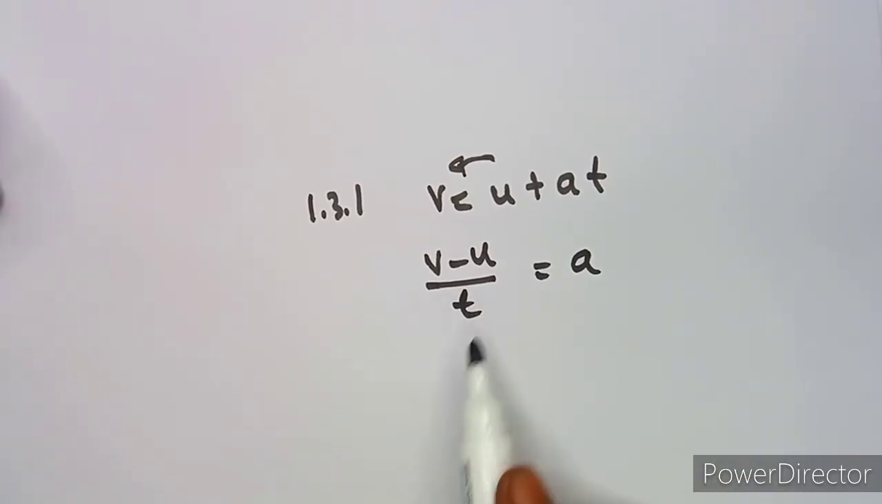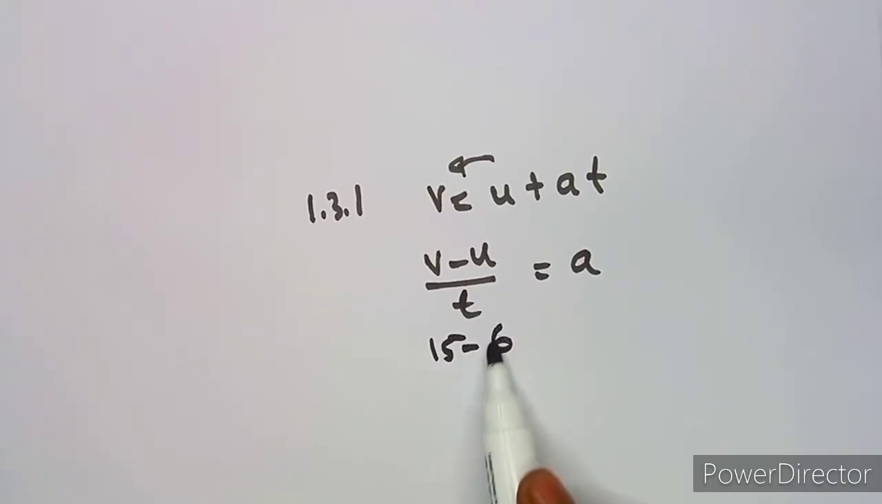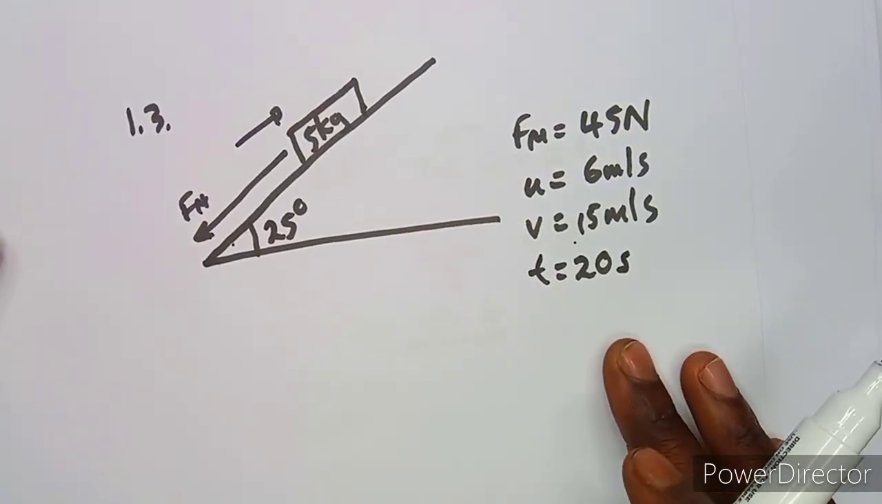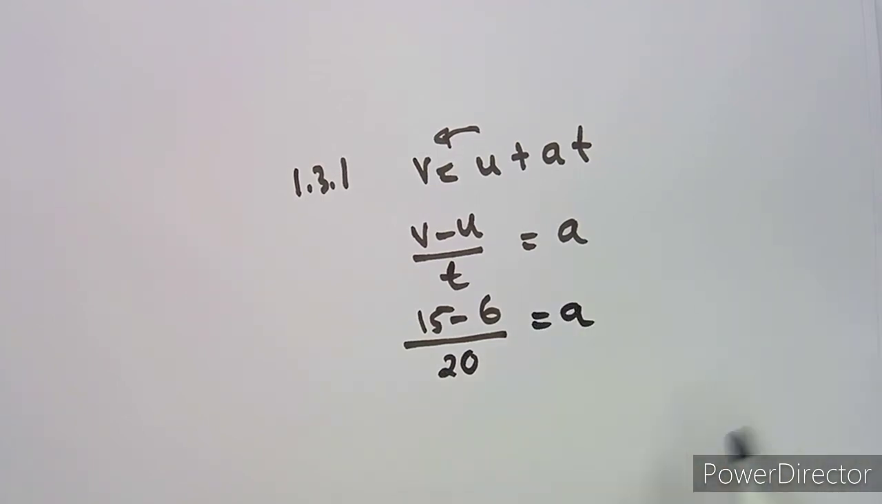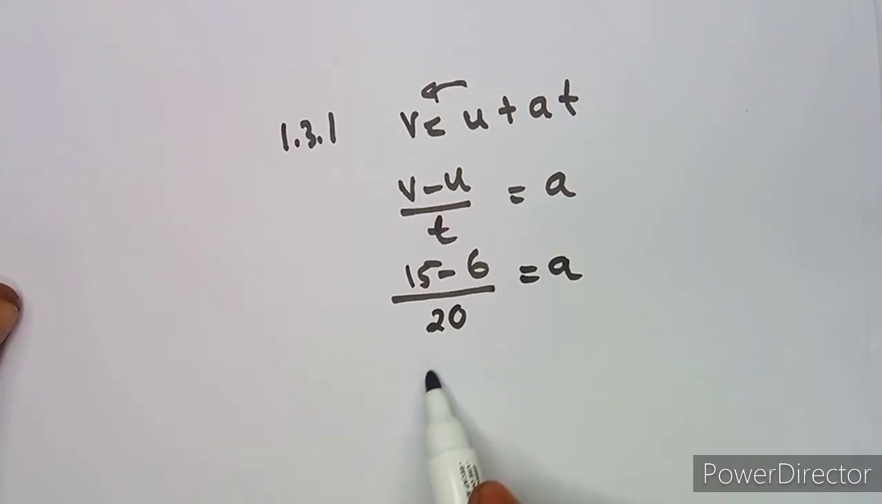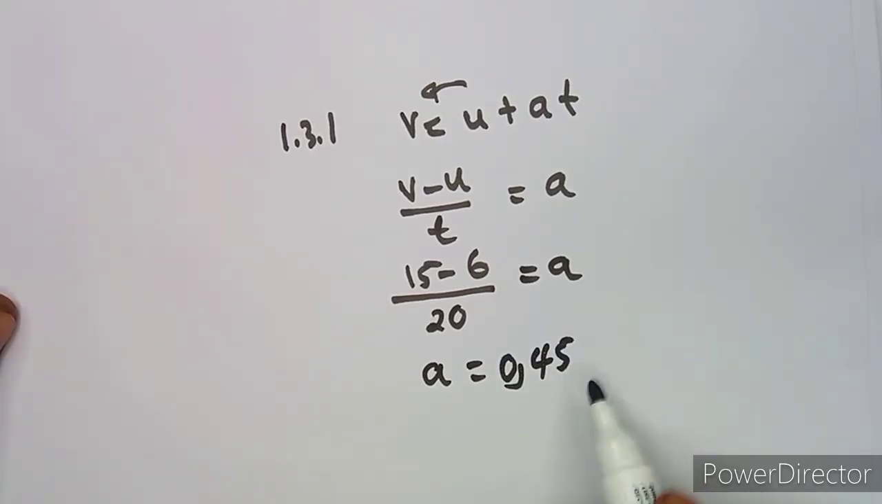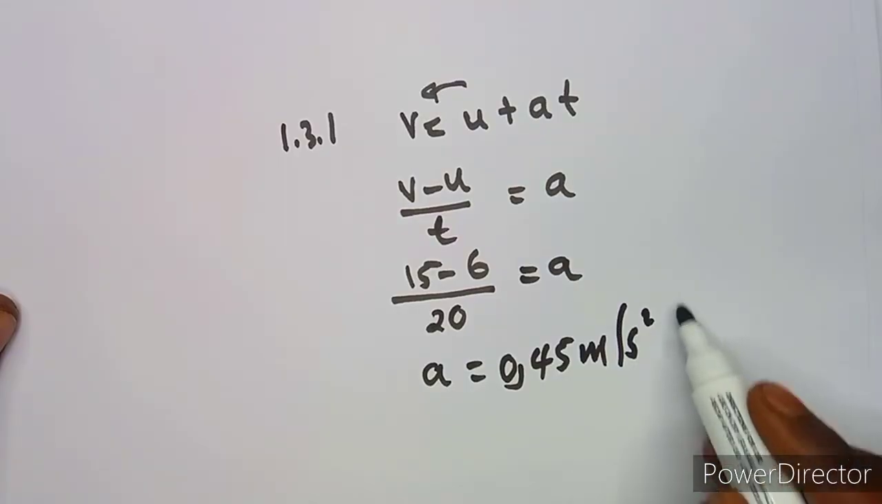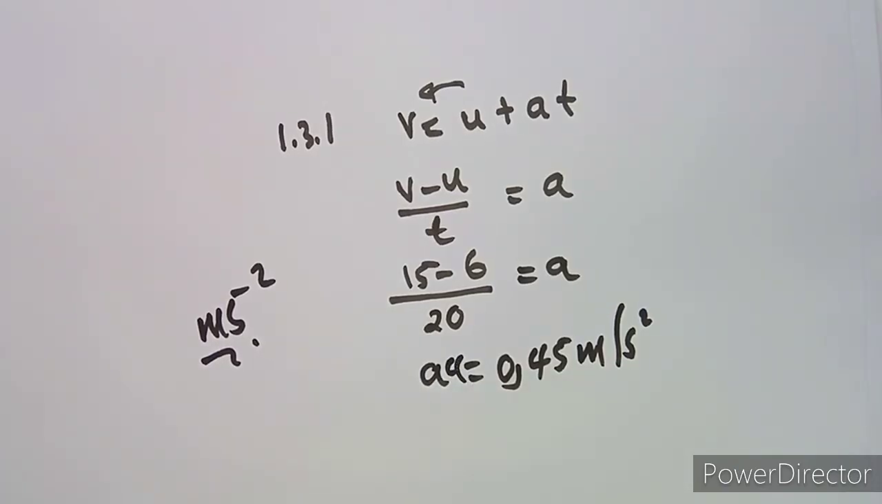So that's V minus U over t. From the information that we have, it's 15 minus 6 over the time, which is 20 seconds, so you're going to divide by 20. If I simplify this properly, I'm going to obtain an acceleration of 0.45 meters per square second. Or someone can just write this as m/s², it is one and the same thing. So this is your acceleration.